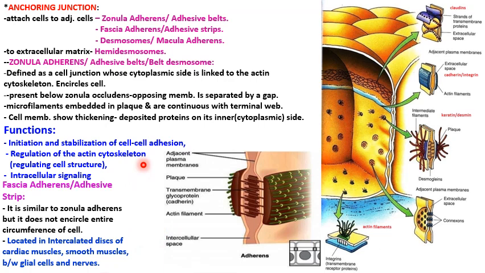These zonula adherence are present, and the fascia adherence is a characteristic feature of intercalated discs where the strips of this zonula adherence are present. So they are just beneath the apical area of the cell, below the zonula occludens.